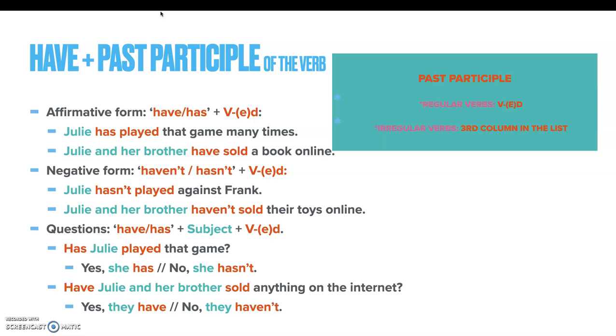For the negative, we use the negative form of have, haven't or hasn't. Julie hasn't played against Frank. Julie and her brother haven't sold their toys online.